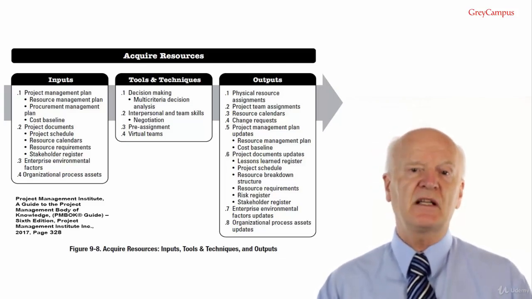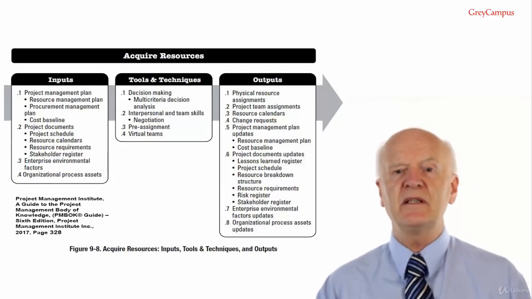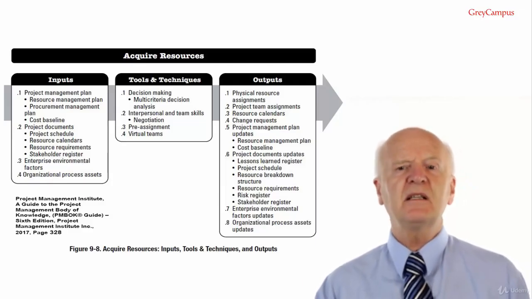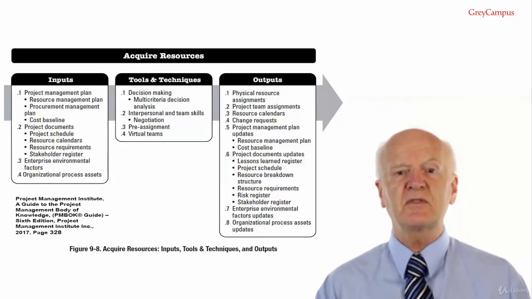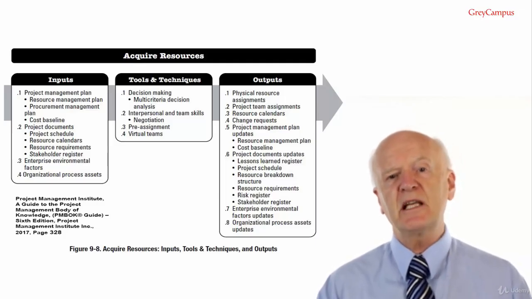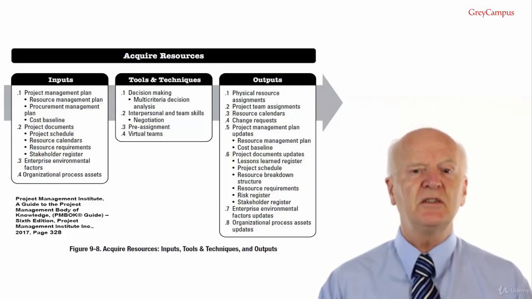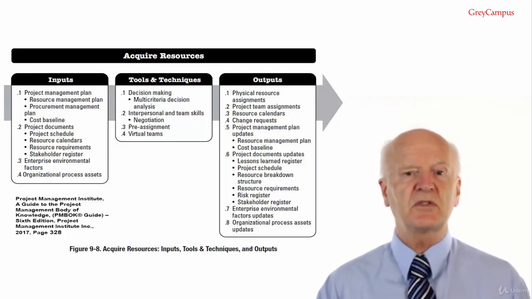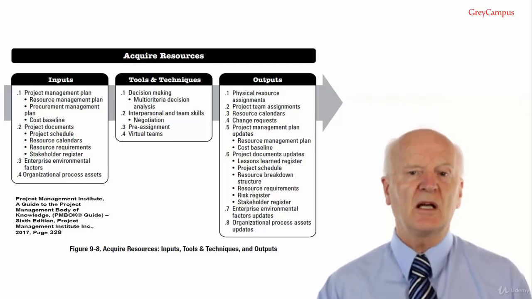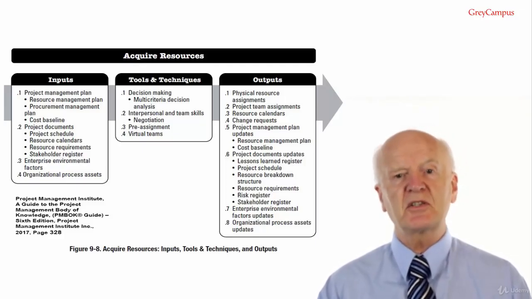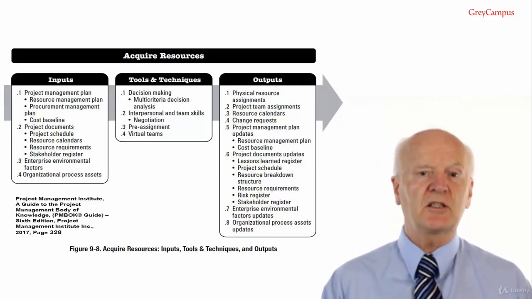Acquire resources, tools and techniques. Tool and technique number 1, decision making. A decision-making technique that can be used in the acquire resources process includes multi-criteria decision analysis. Selection criteria are often used to select physical project resources or the project team. Using a multi-criteria decision analysis tool, criteria can be developed and used to rate and score potential resources.